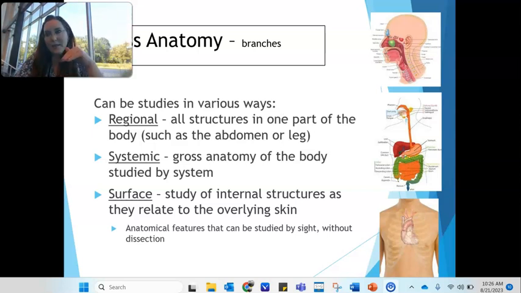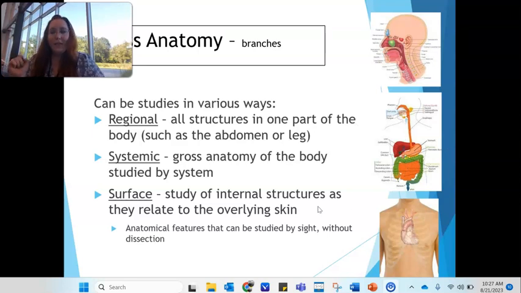Oh wait, that's the next one, systemic. And so there are lots of different structures on your arm, or even just in your hand. You have multiple body parts that make up that region of your body. Systemic, this is where we're going to talk about organ systems. This is actually one of our very first things that we will be studying. And so we will be studying what all the different organ systems do. Here's a picture of a digestive system. We actually do have a whole unit on the digestive system.